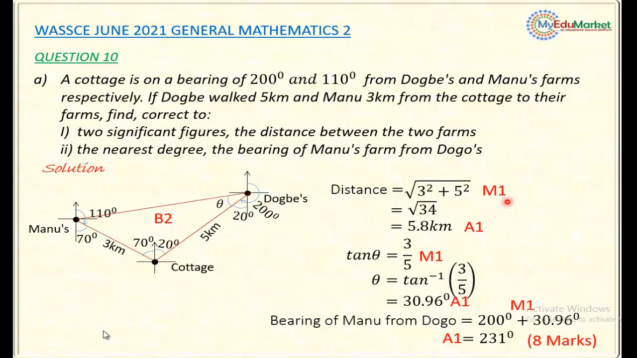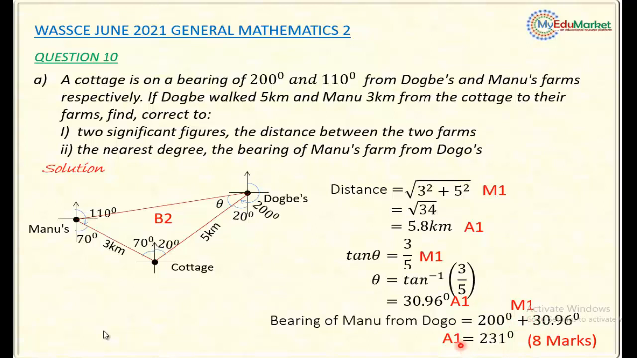For using Pythagoras to find the distance, or cosine rule to find the distance, whichever one, you have method 1 mark. For the distance between the two farms correctly as 5.8, you have an accuracy mark, that is A1 mark. And for taking the tangent ratio, as the case may be, you have method 1 mark. For the angle theta, exactly 30.96, you have accuracy mark A1. And for adding this in an attempt to get the bearing of Manu from Dogbear's, adding your theta together with 200, you have method 1 mark.